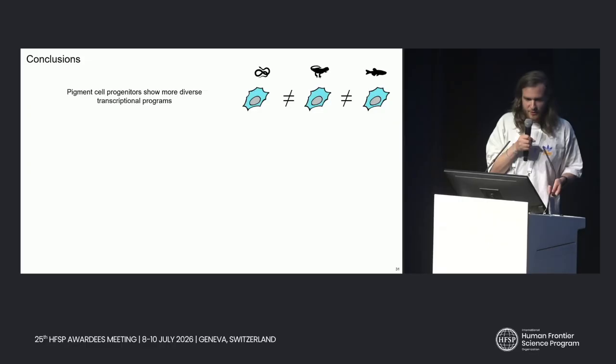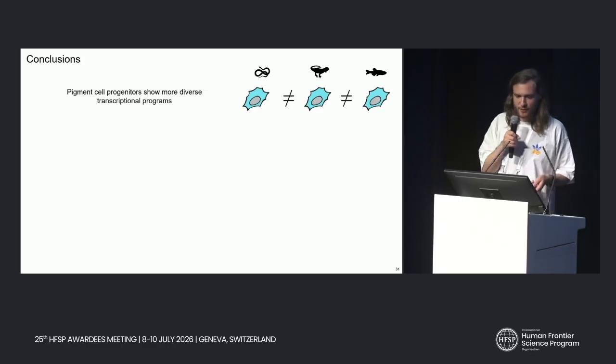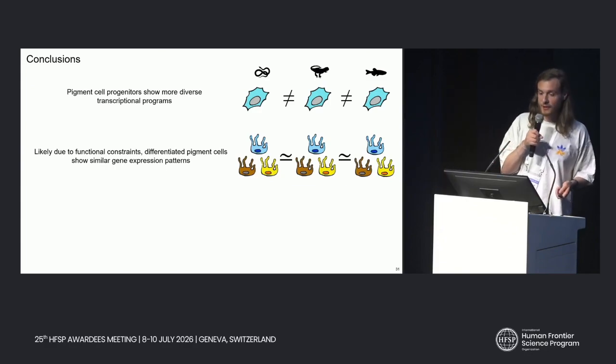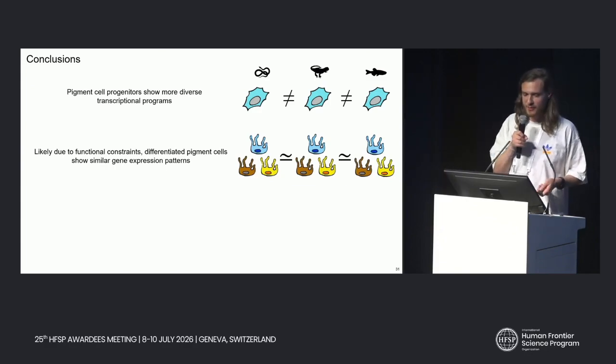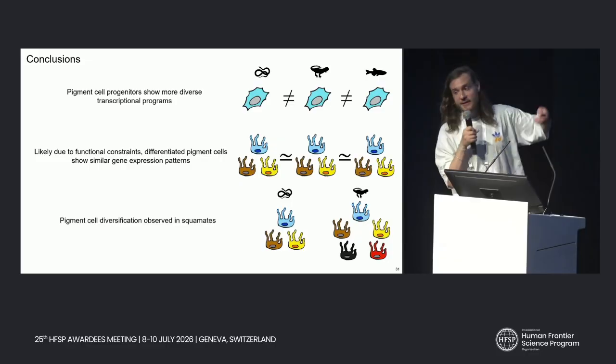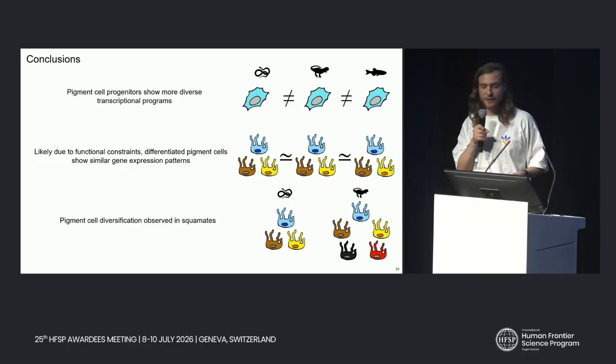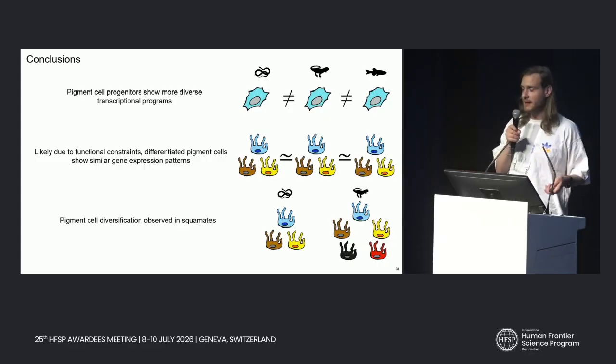Very short conclusion. The pigment cell progenitors show more diverse transcriptional programs, but likely due to functional constraints, the differentiated pigment cells show similar gene expression patterns. And with the additional population seen in the bearded dragon, we can see that we have some diversification of these cell types in squamates.